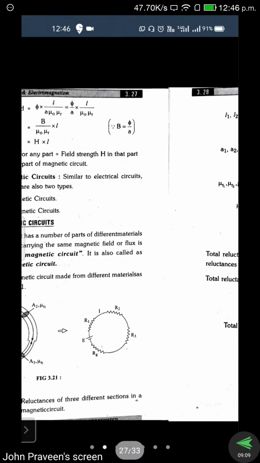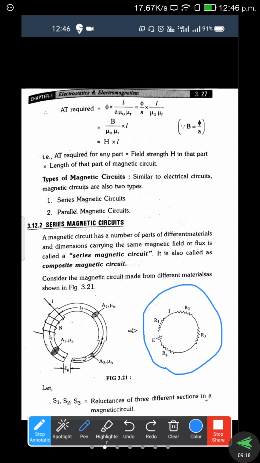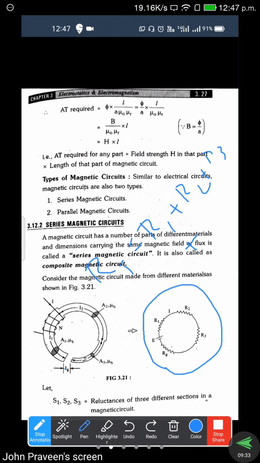Here we are taking the same thing. Whatever we considered for the electrical circuit, the same things are applied for the magnetic circuit also. So how can we write the equivalent resistance here? Three resistors are connected, so totally four resistors are connected in series. Then R total equals R1 plus R2 plus R3 plus Rg, where Rg is the fourth. This is the equivalent resistance we find to simplify the circuit.